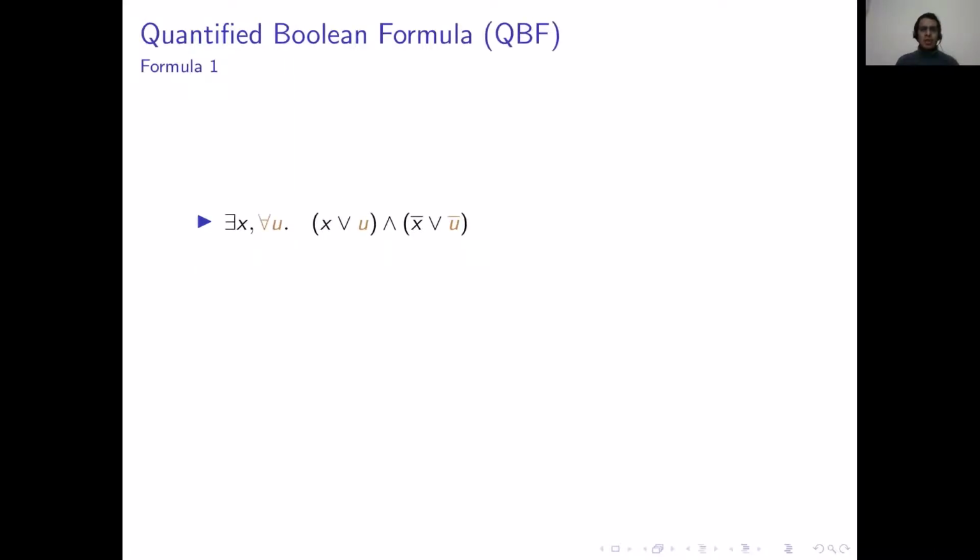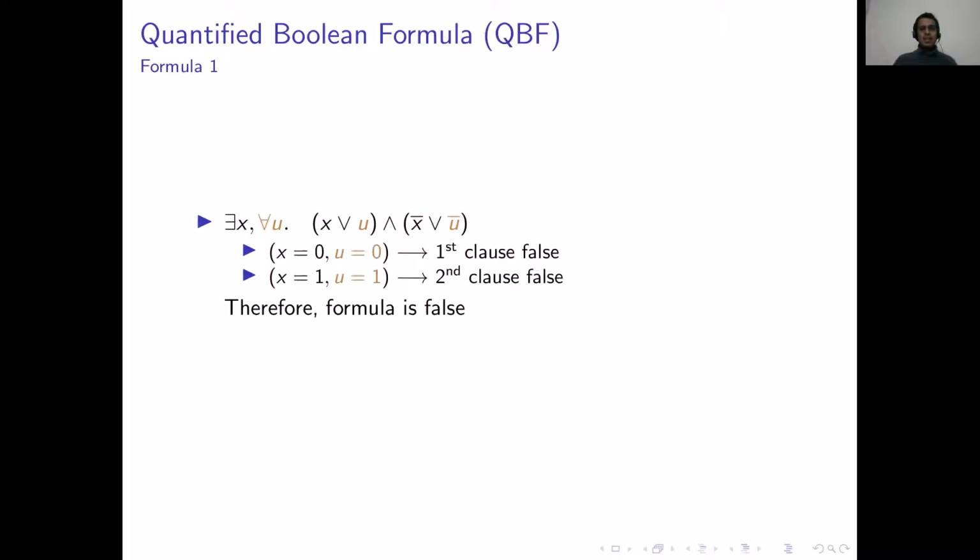Now we have another formula in which the second variable is a universal variable. Is this formula true? It is easy to see that this formula is false, because irrespective of what x is set to, you can choose a value for u which makes some clause false. In short, the value for u is given by u equals x.